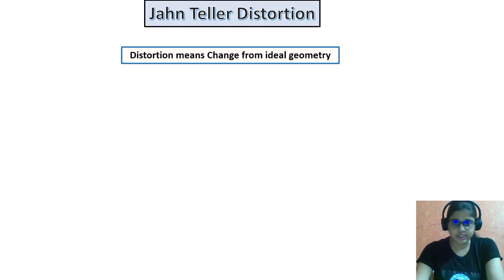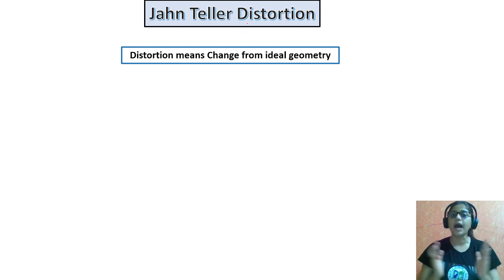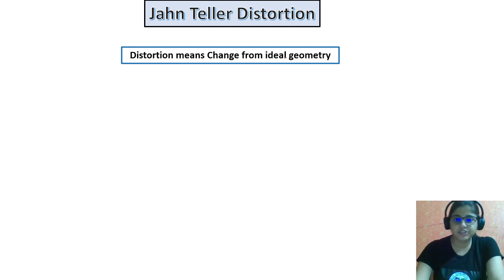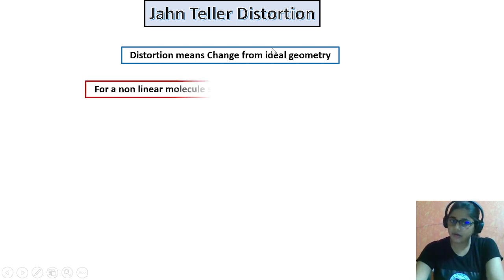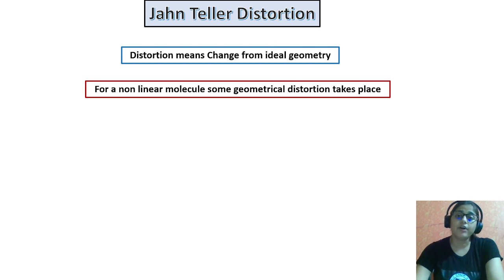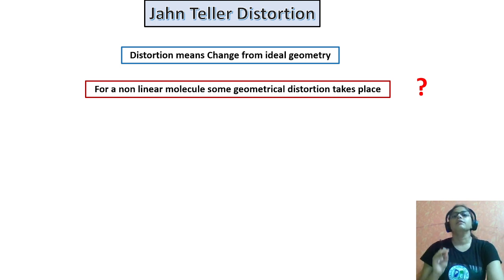So John Taylor distortion. Distortion means some changes from ideal structure or ideal geometry. Okay. So distortion means change from ideal geometry. Fine. When we say that this is distorted, it means it was like that, but it is now distorted a little bit. So distortion we know. Here for coordination complexes, some geometrical distortion takes place. Now the question is how or when we can see this kind of distortion.